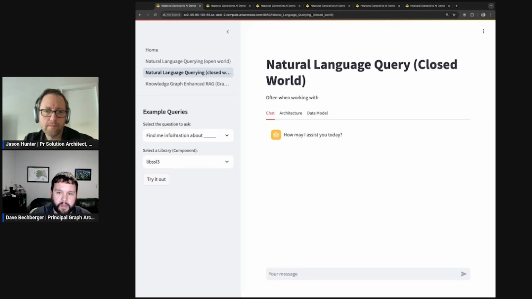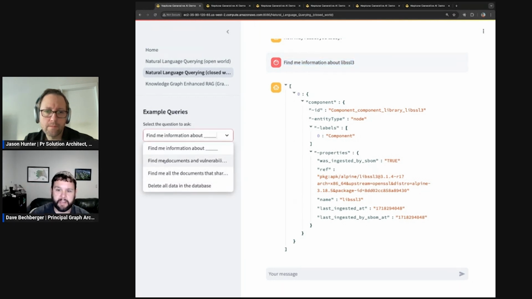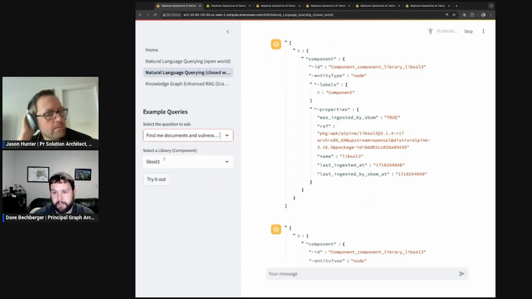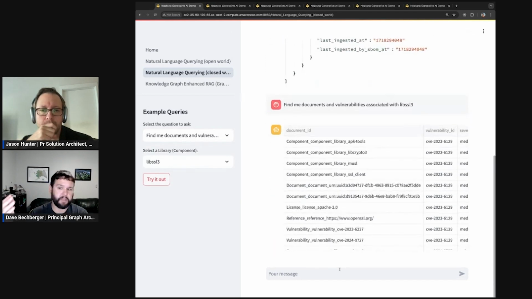So, jumping back to our chat here, we're looking at answering questions like, I want to find information on this specific library. It's not doing anything special. All it's doing is sending this prompt to the LLM, which knows the actions that I am allowing you to do. So you can ask other questions, like, I also want to find the documents and vulnerabilities associated with this library.